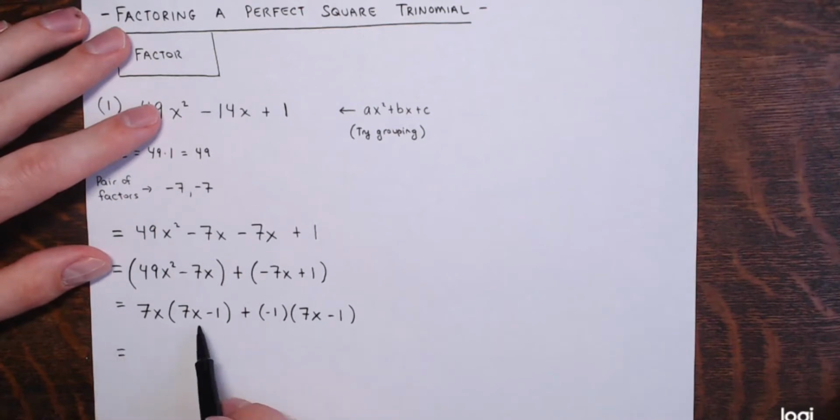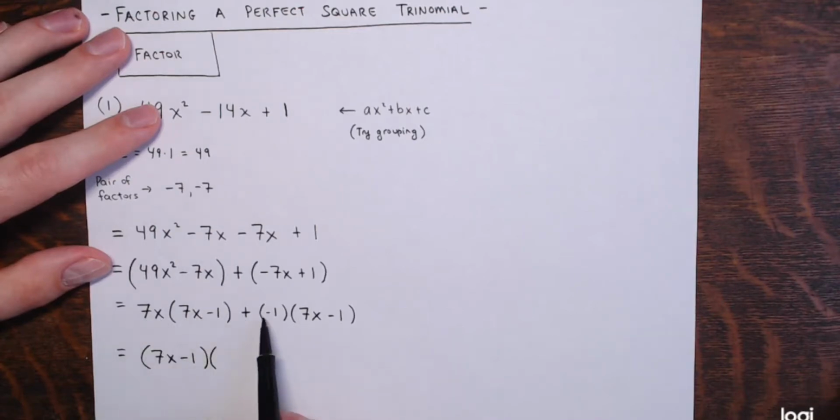And now look at this. Both these products had this quantity 7x minus 1 in common. I pull that out. And if I remove that, the factor remaining would be 7x plus negative 1. 7x plus negative 1 is just 7x minus 1.